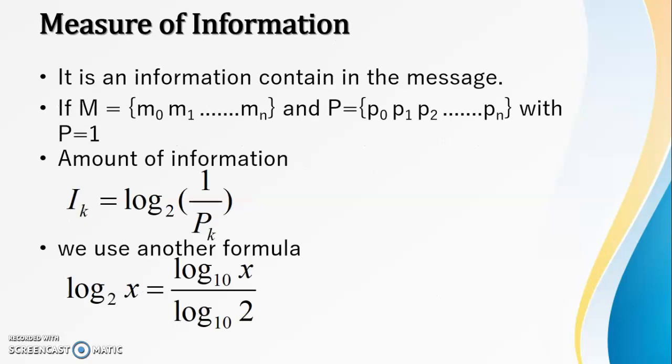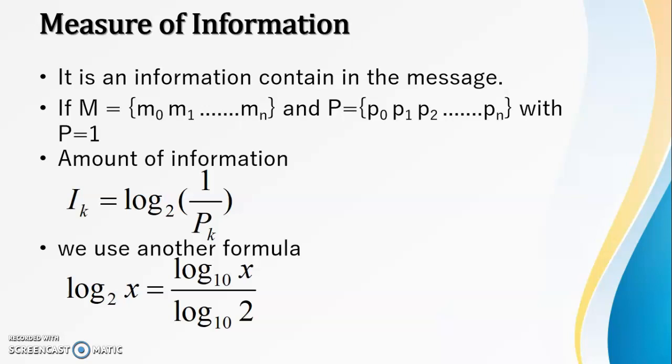Now comes the concept of measure of information. It is the information contained in the message. Consider an information source emitting independent messages m equals m0, m1, m2 up to mn with a total probability of 1, where p0, p1, p2 up to pn are the probabilities of occurrence of the messages m0, m1 up to mn.